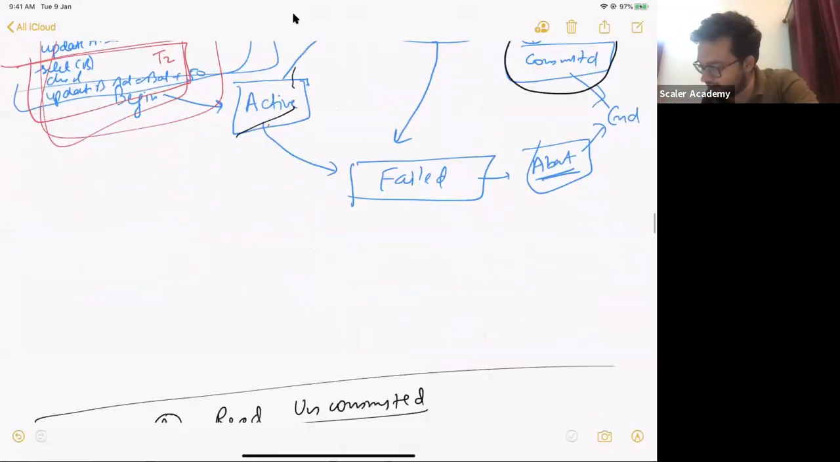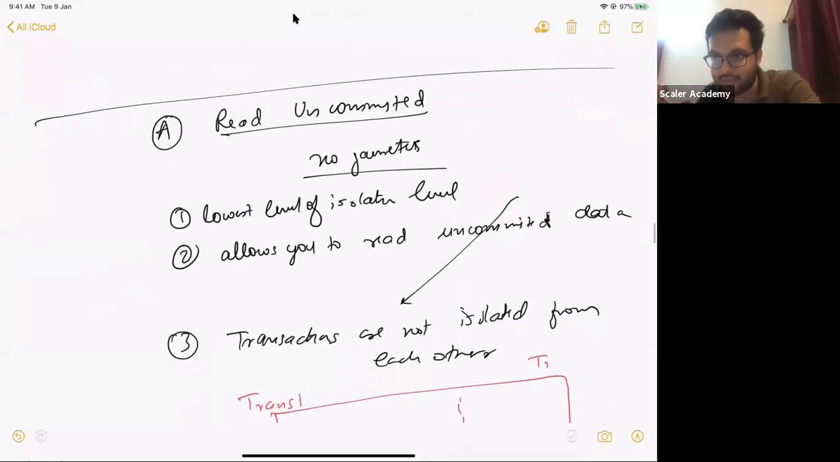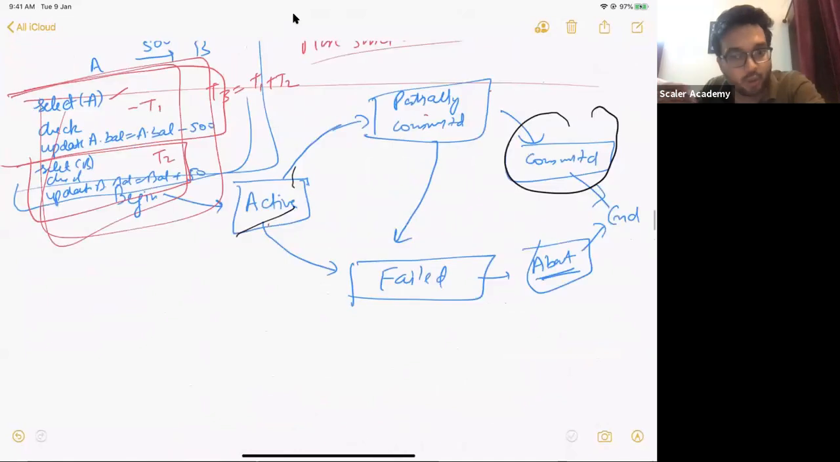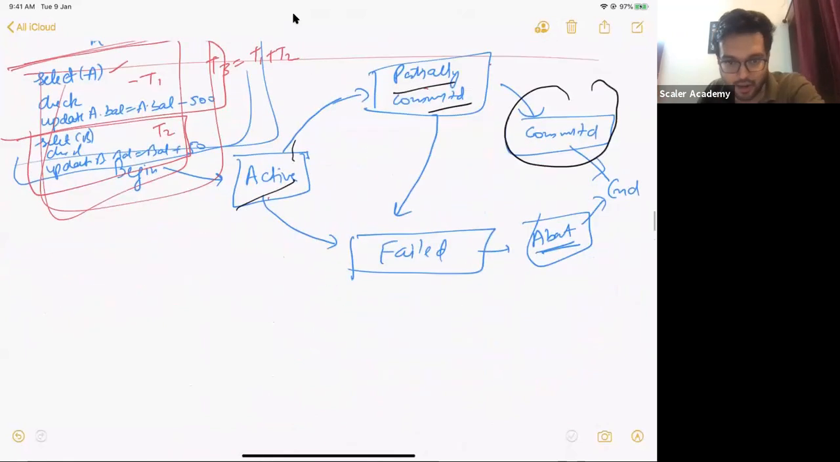We were discussing the first level, read uncommitted, which says that there is no guarantee that I'm giving you. Any transaction can actually read data which is uncommitted as well. Does that make sense? Basically the data that you wrote after a partially committed state can also be read by other transactions. Does that make sense to everybody? Is everybody on the same page in the class? I hope we are, right?